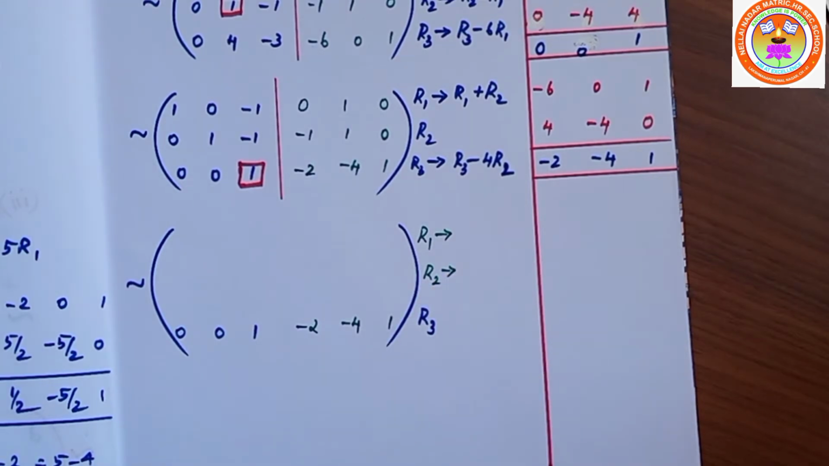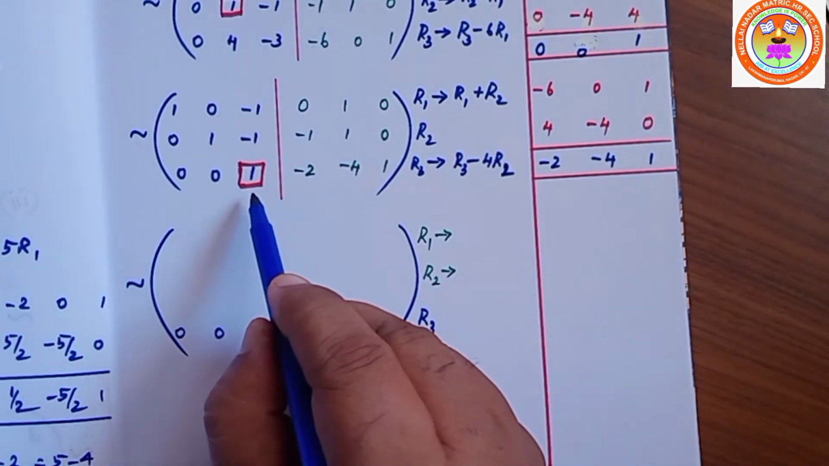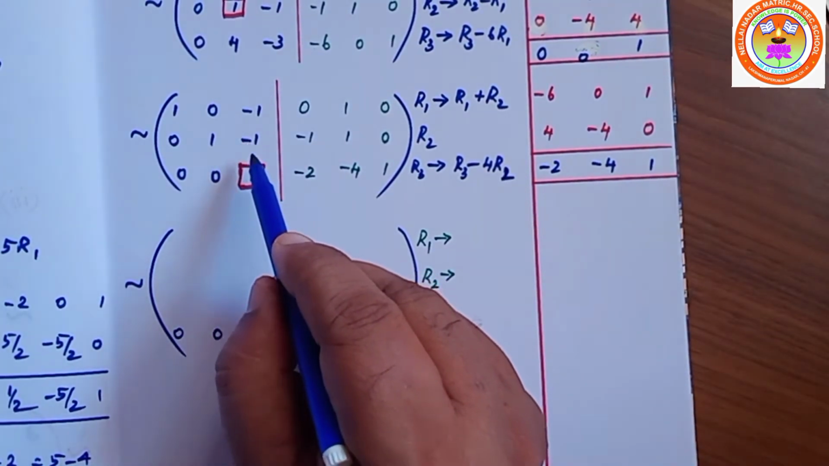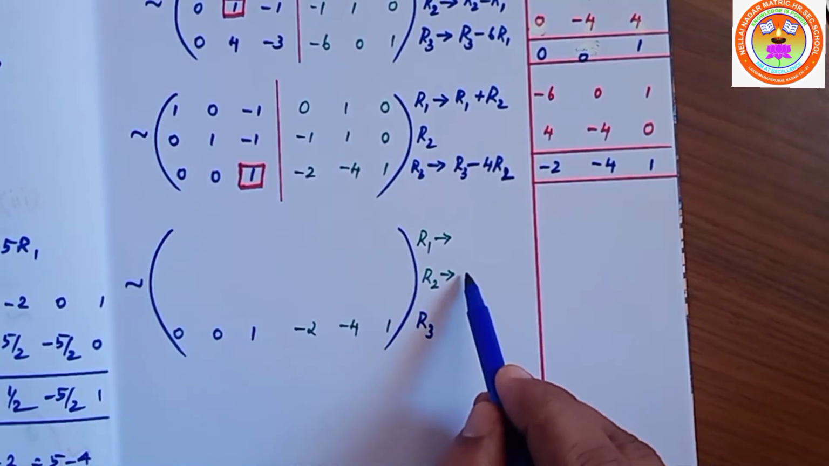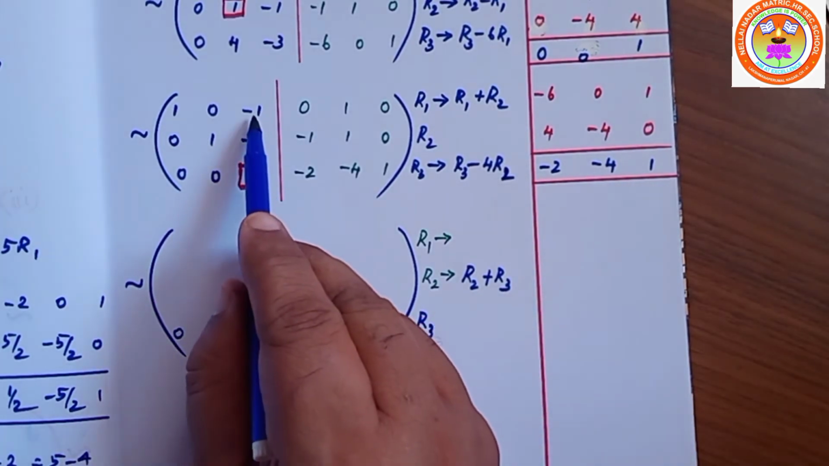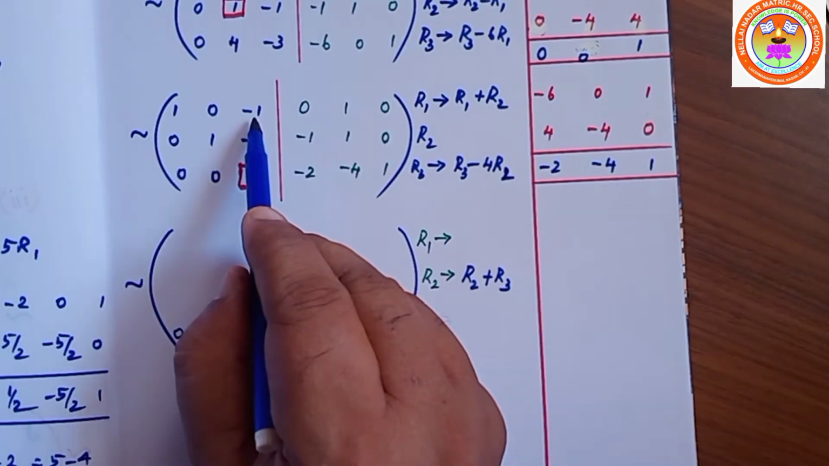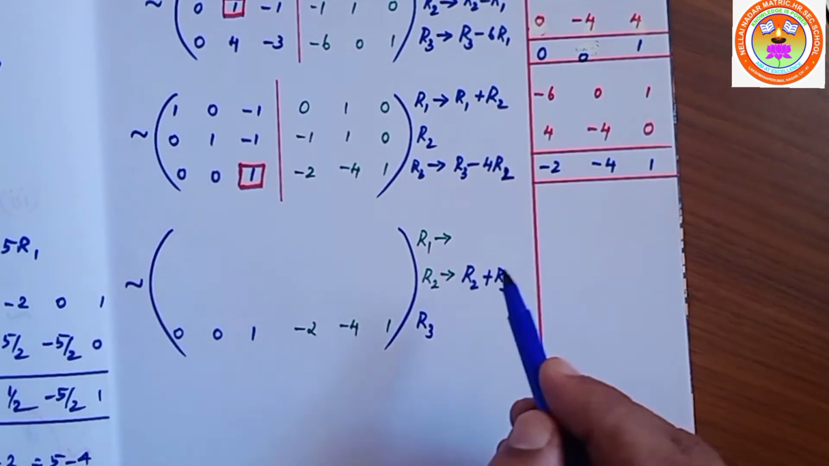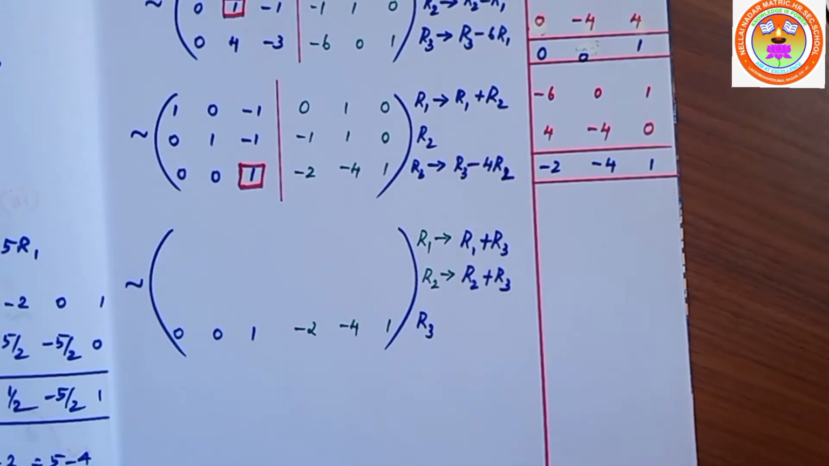Okay, listen carefully. So R2 implies R2, with the help of this element, already I told you. If we add, we will be getting 0, correct? R2 implies R2 plus R3. Even this has to be converted into 0 with the help of this element only. So R1 implies R1 plus R3. So direct addition, so you can directly write.